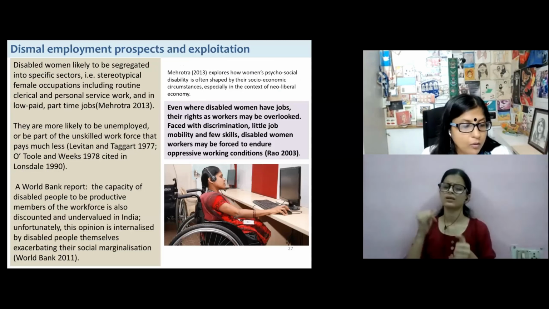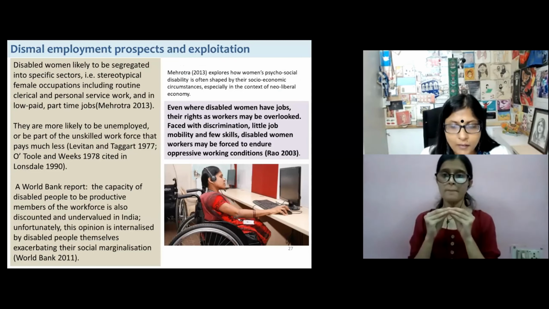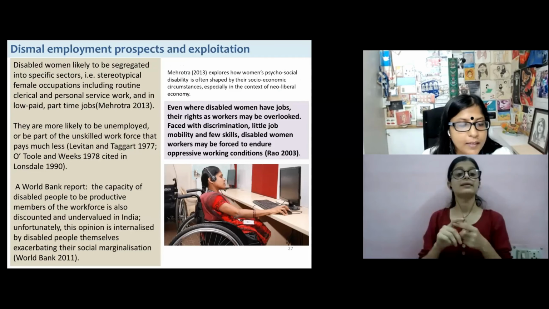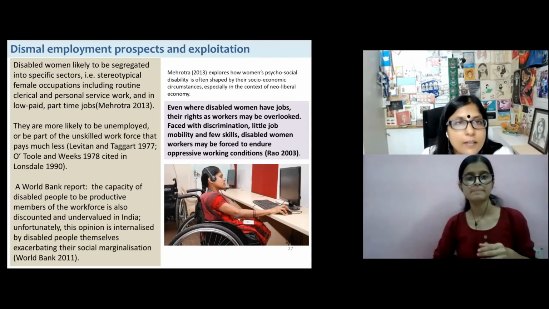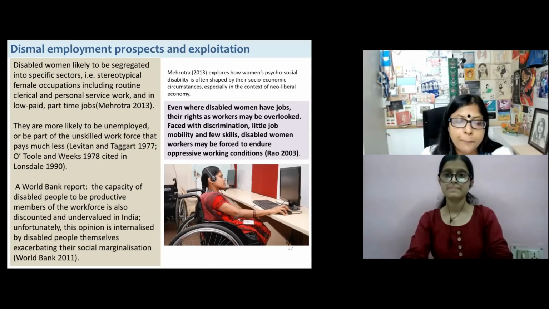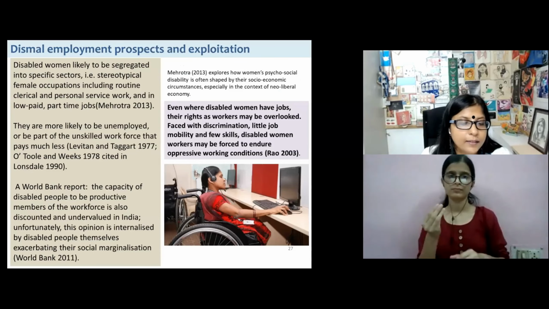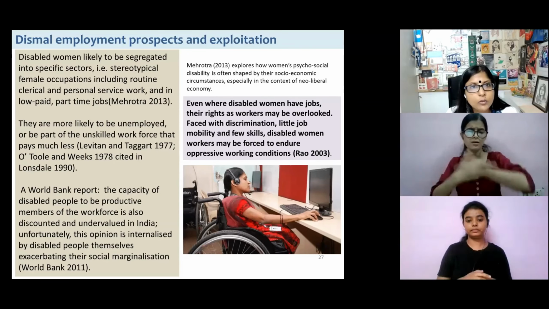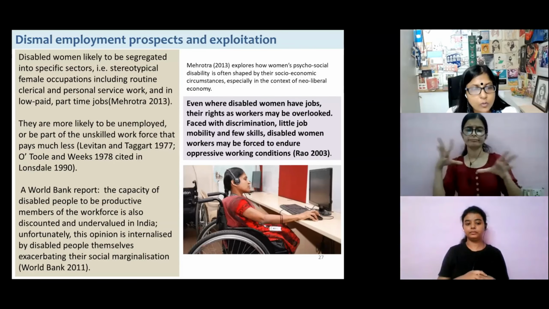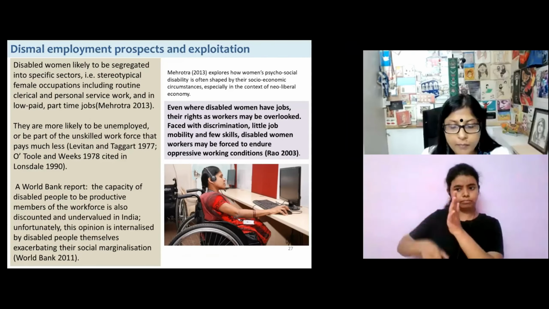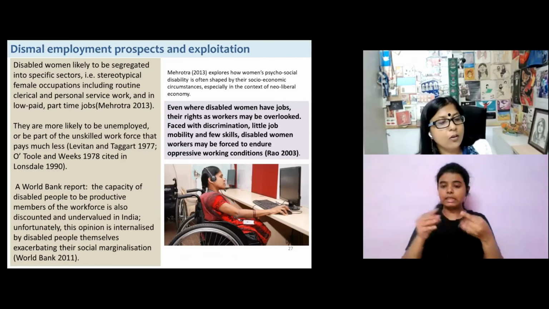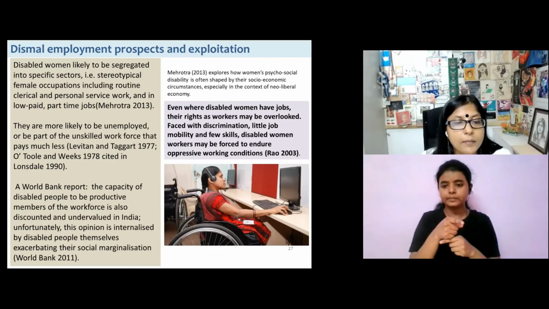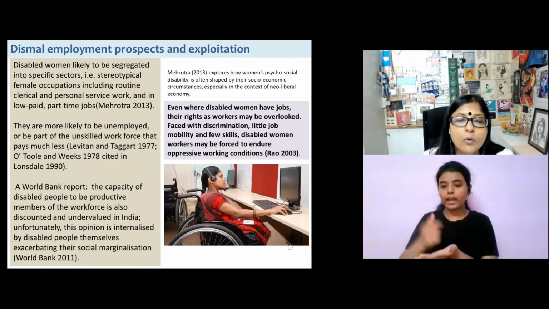And finally, we talk about employment. Not finally, there's one more after this. Disabled women's exclusion from the labor market and mainstream paid employment is determined by factors related to physical, social, and cultural barriers that both women and men with disabilities face. But some are particular to disabled women and occur at the intersection of gender and disability. And Mehrotra in 2013 very descriptively explores this. She writes how women's psychosocial disability is often shaped by their socio-economic circumstances, especially in the context of a neoliberal economy. A World Bank report also writes about how 0.2% of disabled women in India earn more than rupees 2,000 a month.